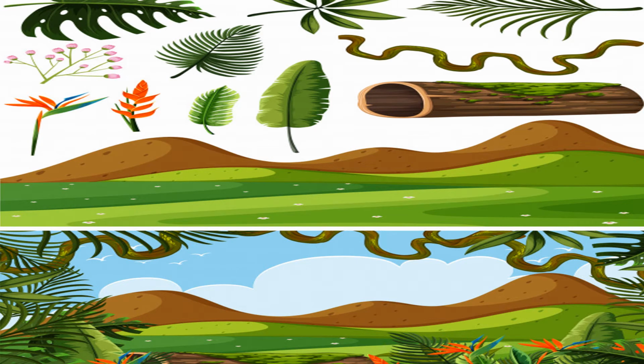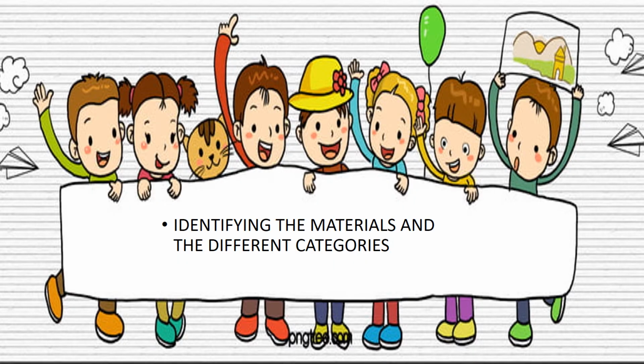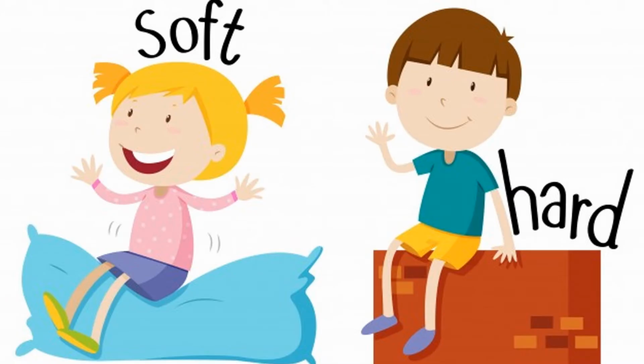Materials can be pure or impure, living or non living. In this lesson, we are going to learn about materials, how we can identify and classify them, and put them in different categories. Now that we have learned about material, we have to know that there is always an opposite word. For example, the opposite word of soft is hard.